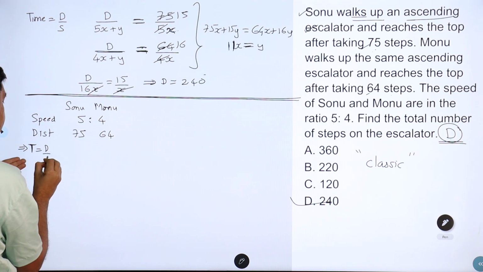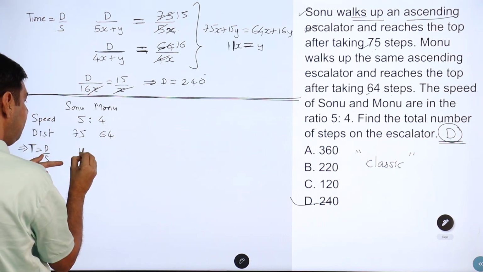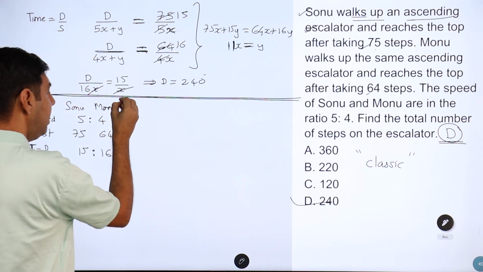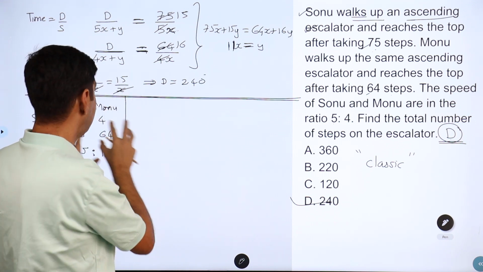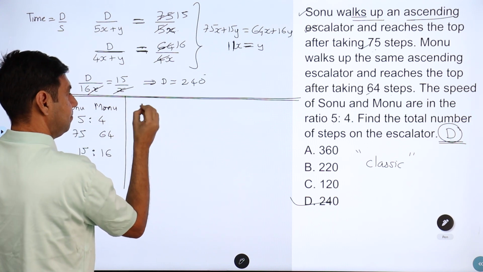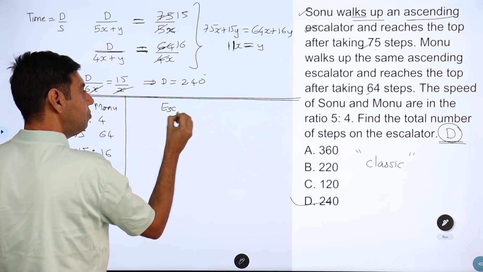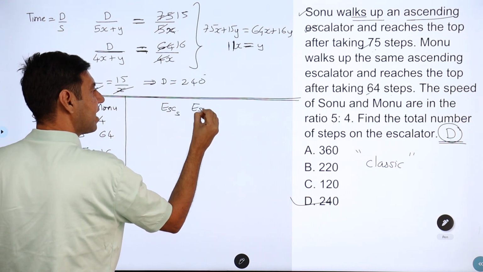Time is nothing but distance by speed. So 75 by 15, and 15 is to 60. So I know the time. Now the next step here is we have to jump from Sonu and Monu to the escalator: the escalator in the case of Sonu and the escalator in the case of Monu.